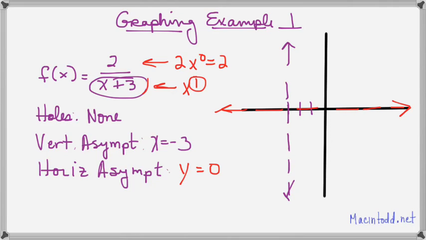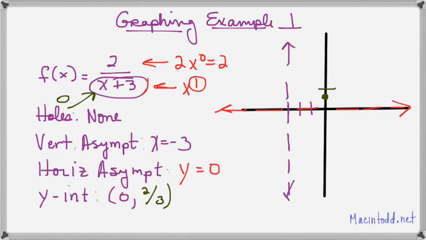Next thing we want to do is find our x-intercept and our y-intercept. To find our y-intercept, let's do that first, it's always easier. To find our y-intercept, we let x equal 0, and if I plug in a 0 for x in this function, I would get 2 over 0 plus 3, which is 2/3. So I'm going to have a y-intercept at (0, 2/3). So there I've marked 1 on my graph, and so 2/3 would be right about there.